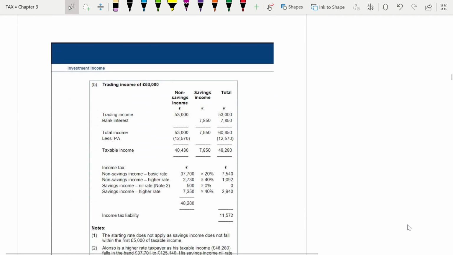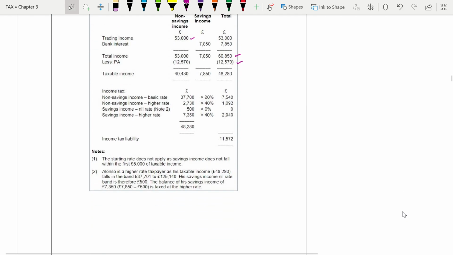Fine. Now we will do it in the same way. Is it right? What will happen automatically? The changes will happen. Is it right? Here it is 53,850. The income will increase. 12,570 is the personal allowance. See very carefully. Taxable income is how much?